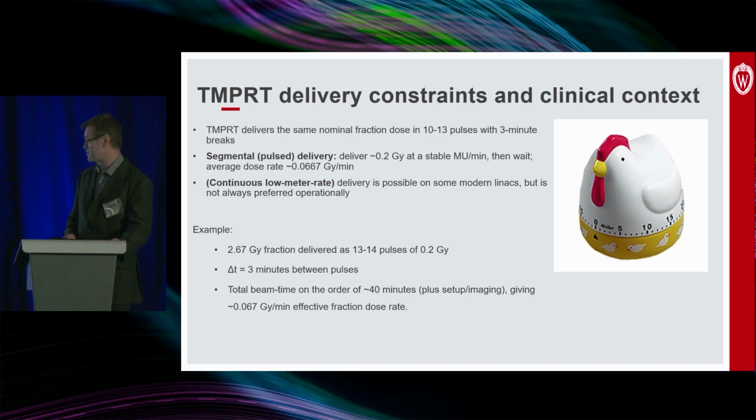And so here's just a quick example. If we were delivering a standard hypofractionated GBM treatment at 2.67 gray per fraction, we'd break it up into 13 to 14 pulses of 0.2 gray. We'd wait 3 minutes between pulses. That's what the egg timer here is for. They'd start the radiation, start the clock, and the radiation would be delivered in the first minute or so, and then they start the next pulse directly after the egg timer pops off.